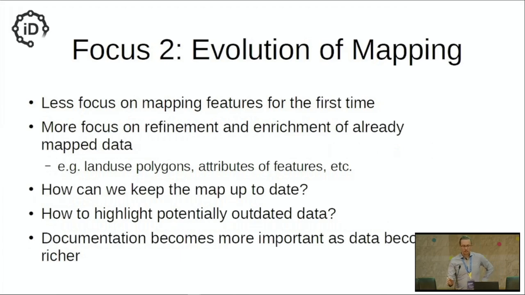And next, a second challenge we currently face is, as OpenStreetMap itself has evolved, it's less now about mapping new features for the first time, because in lots of regions, the map is not empty anymore. It's not a clean playground anymore. So we need more and more tools to refine existing data. And also we need more and more tools to keep the map up to date. And yeah, one of the things of that is we need ways to highlight potentially outdated data.